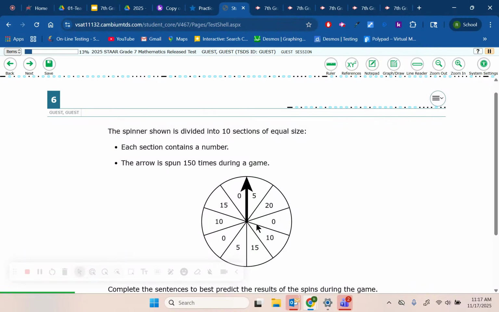Now, depending on the numbers, it's more than 1 in 10. So I see like 3 zeros here, 1, 2, 3. Every time I spin, I got a 3 out of 10 shot at landing on the 0. Every time I spin, I got a 1 in 10 shot landing on 20, and so on, right? And so if I'm going to spin 150 times, whatever my 1 out of 10 shot is at this time, I multiply by 150, and that's going to give me the amount of times I should be able to land on something. So this is theoretical probability, right?